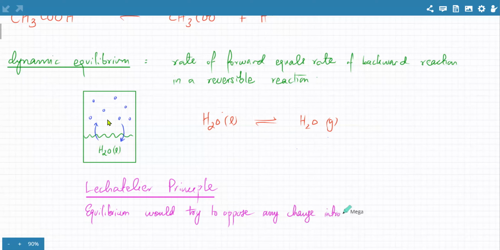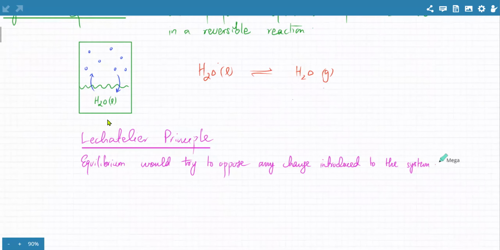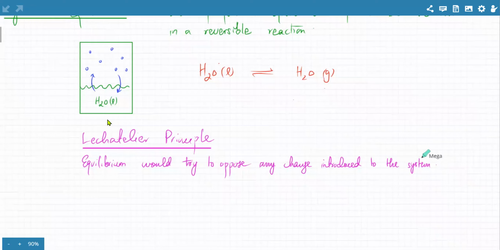So any change that's introduced to the system. So that's your Le Chatelier principle. Now, there are three rules to the Le Chatelier principle.